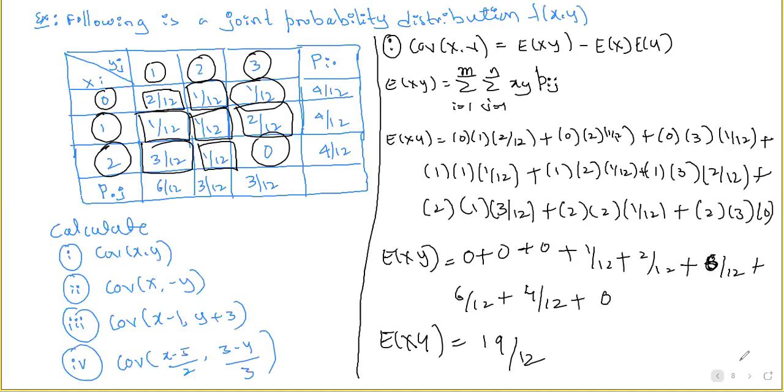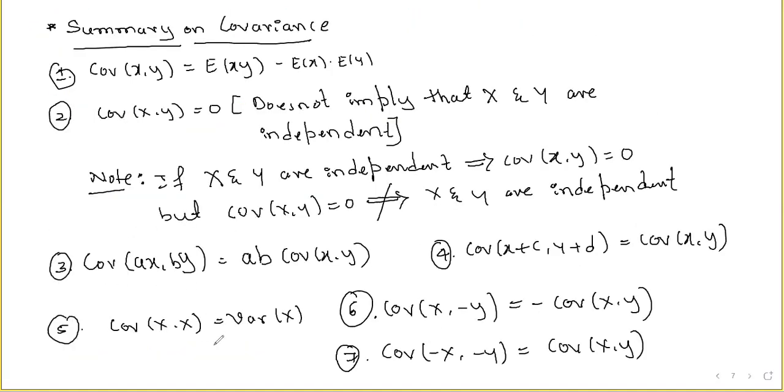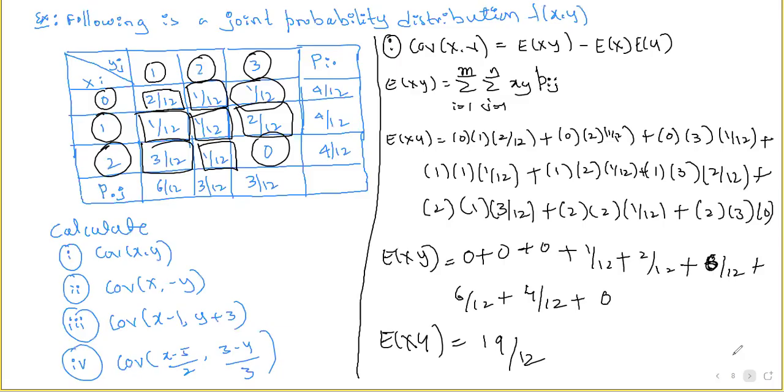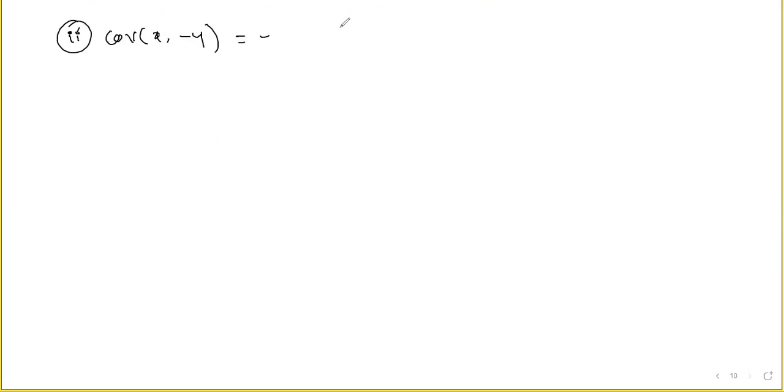Now come back to the second sub-question, that is covariance of x comma minus y, which we need to find. In our summary, I told you covariance of x comma minus y is nothing but minus times covariance of x comma y. This is minus into the covariance we have, that is minus 1 by 6. So here it is 1 by 6.